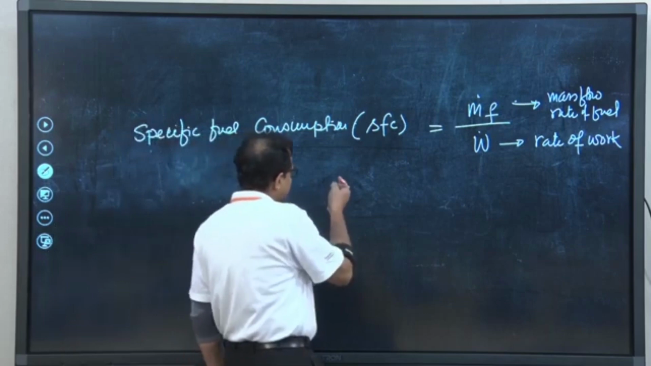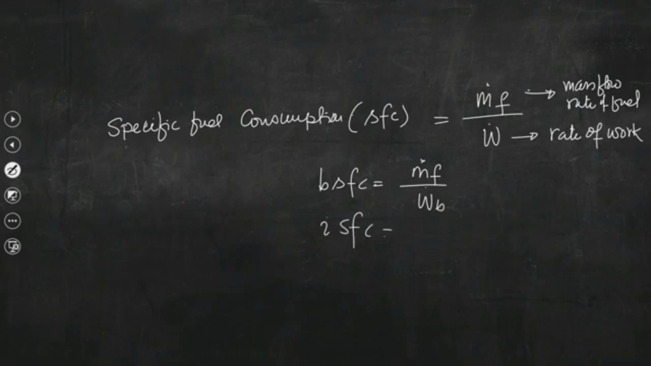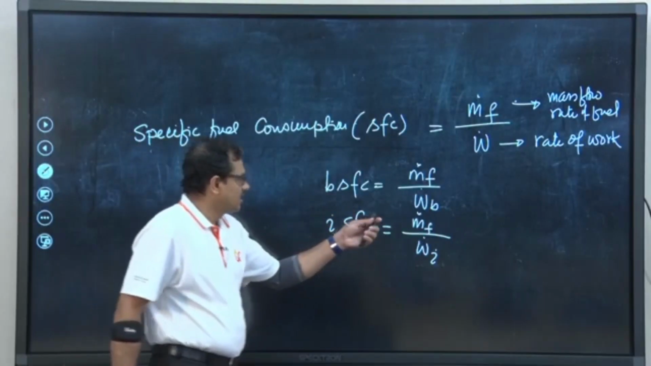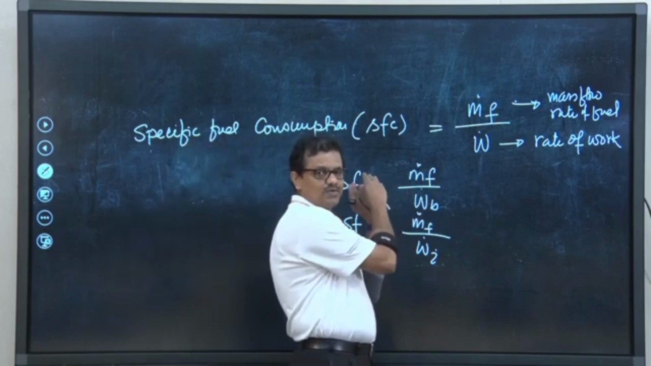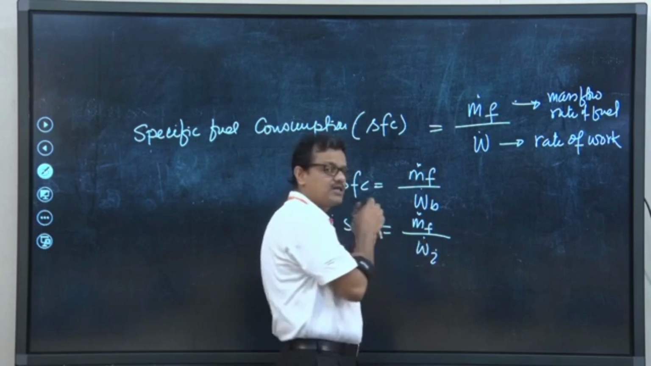Now, again if we use the prefix B, BSFC, we will be writing m dot F divided by W dot B, while if we write ISFC, indicated specific fuel consumption, that is m dot F divided by W dot I. So, if we are looking at the brake power, then it would be brake specific fuel consumption, while if we look at the indicated power, then it would be indicated specific fuel consumption.